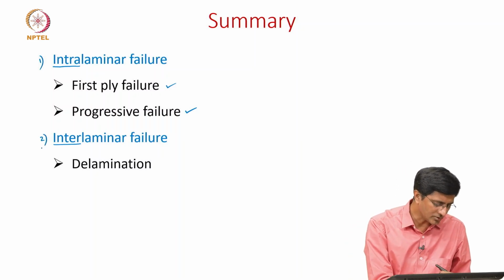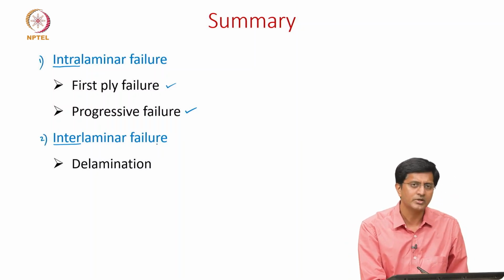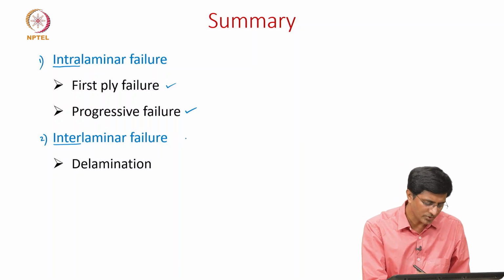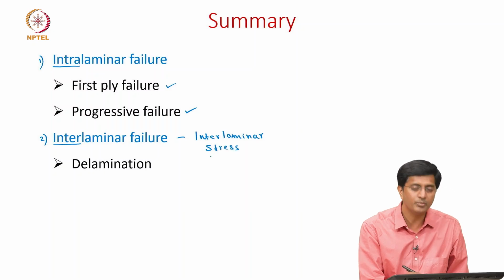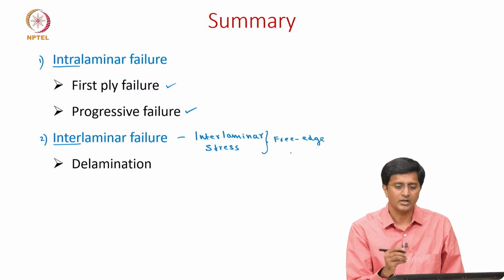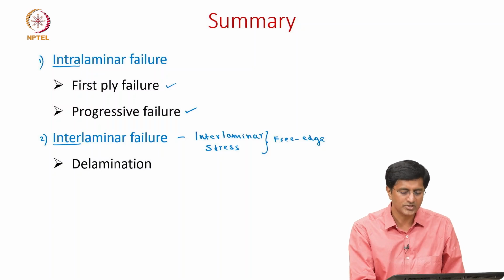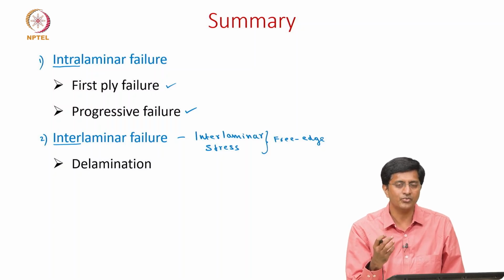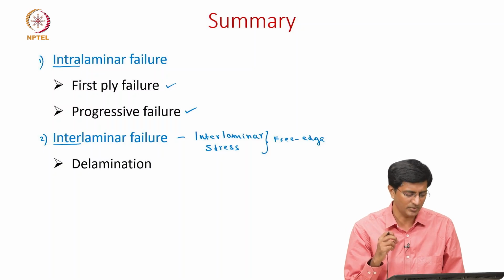And lastly, we also discussed this interlaminar failure, where we discussed it is mostly because of the stresses. So we said these interlaminar stresses usually build up at the free edges. So these interlaminar stresses, when they build up at the free edge, they are prone to failure. When these stresses are beyond a threshold value, they open up or delaminate, which we are now calling the free edge delamination.